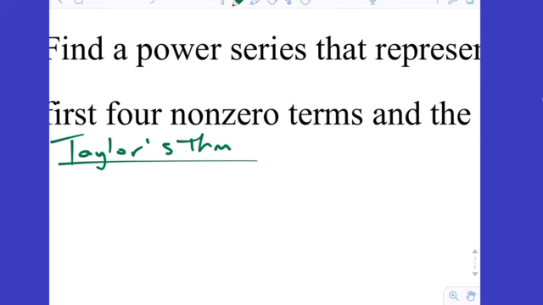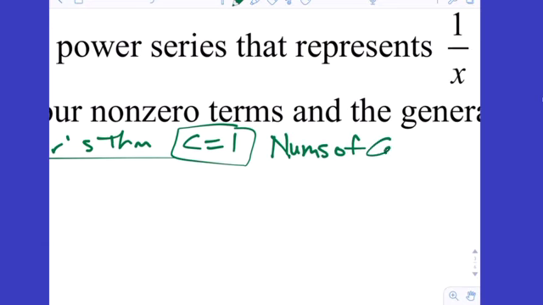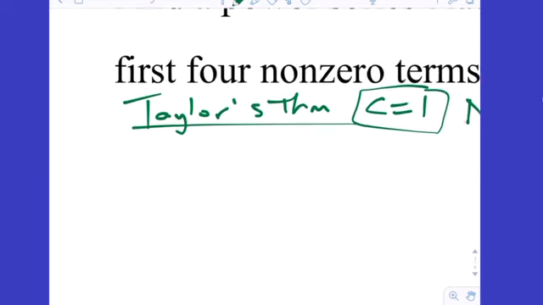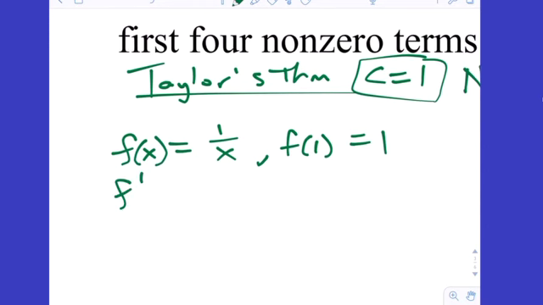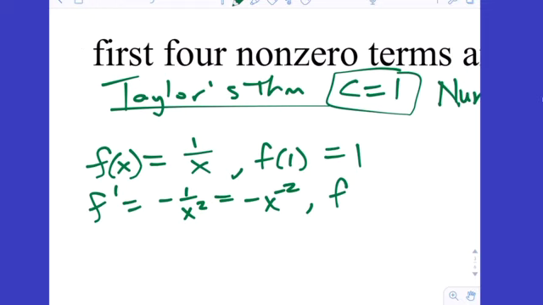So remember, that work is involved. Our center's at 1, but we're getting the numerators of the coefficients. All right, so why can't we center 1 over x at 0, make it a Maclaurin series? That'd be a lot more fun. It doesn't exist, right? So if f of x is 1 over x, f of 1 is 1. The next derivative, what's the derivative of 1 over x? Negative 1 over x squared, right? Which is negative x to the negative second. I think we've done this before. Does anyone remember what it was? Maybe not. Okay, let's just generate it.